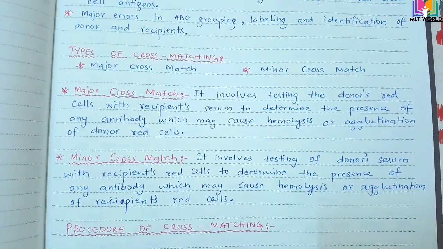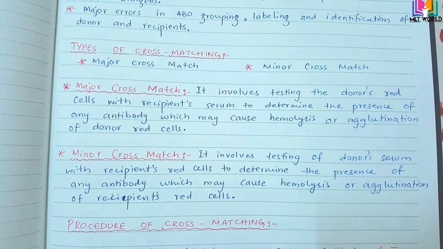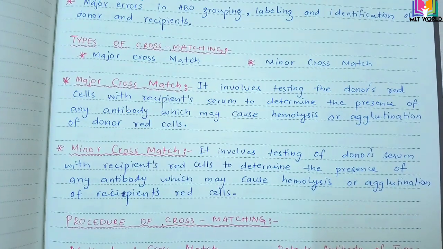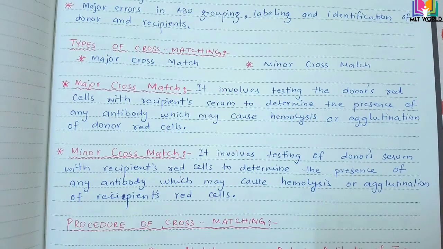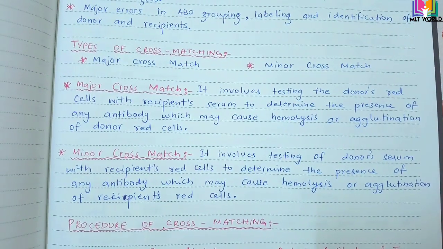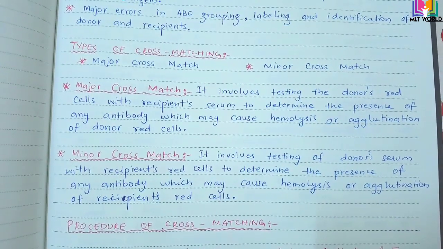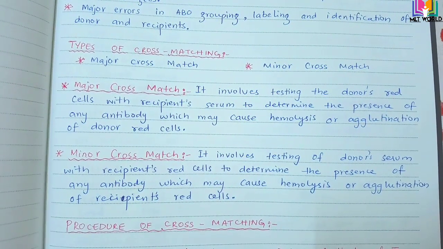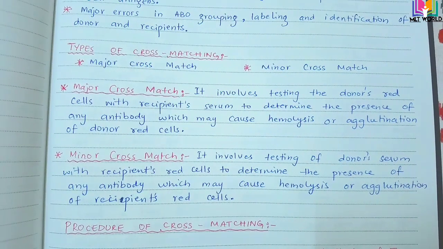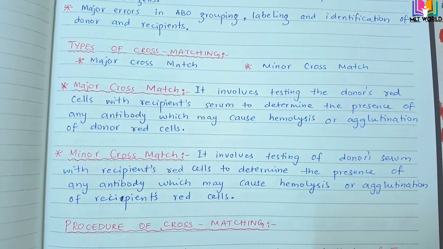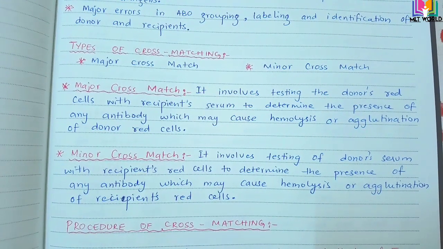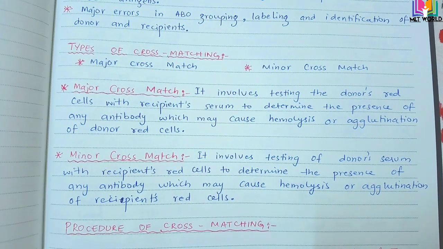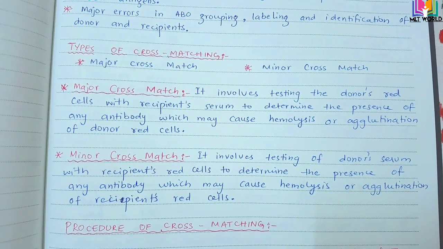Now we will move to the types of cross matching. There are two types: major cross match and minor cross match. What is the difference between major and minor cross match? In major cross match, we take the donor red cells and the recipient serum, and then we detect the presence of any antibodies which can cause hemolysis or agglutination of donor red cells.